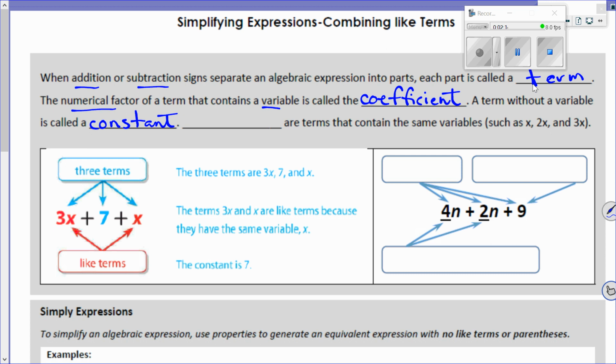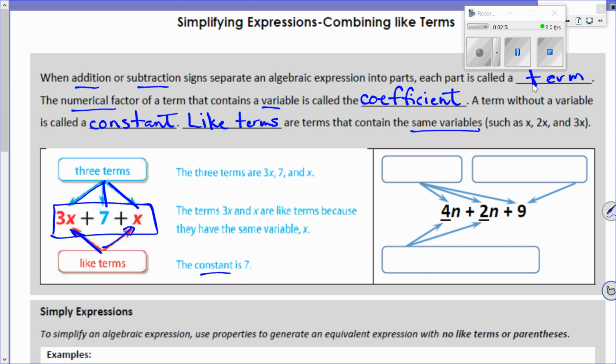Now this is one we haven't really talked about before, so we'll just put it up here. Like terms are terms that contain the same variables, and that's really the key on this, or lack of variables. If it's all constants, those are also like terms. So if I look at an algebraic expression, in this one we have three terms. Our three terms are the 3x, the 7, and the x. Three pieces, all separated by addition signs. Like terms are the ones that have the variable. That's the 3x and the x. The 7 is what we call the constant.